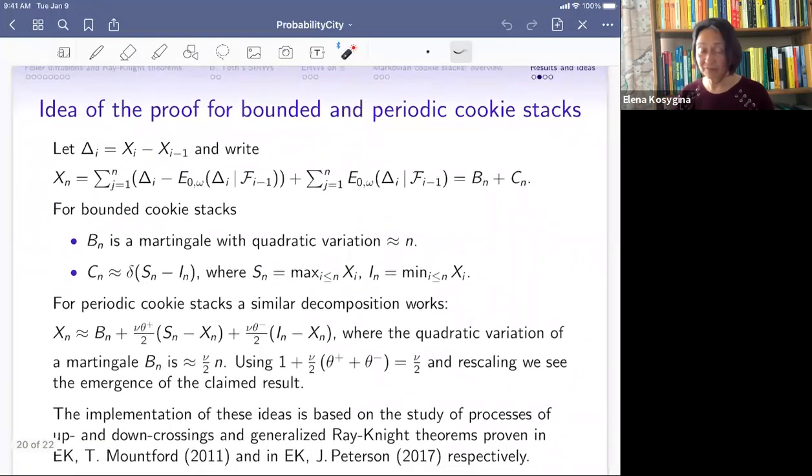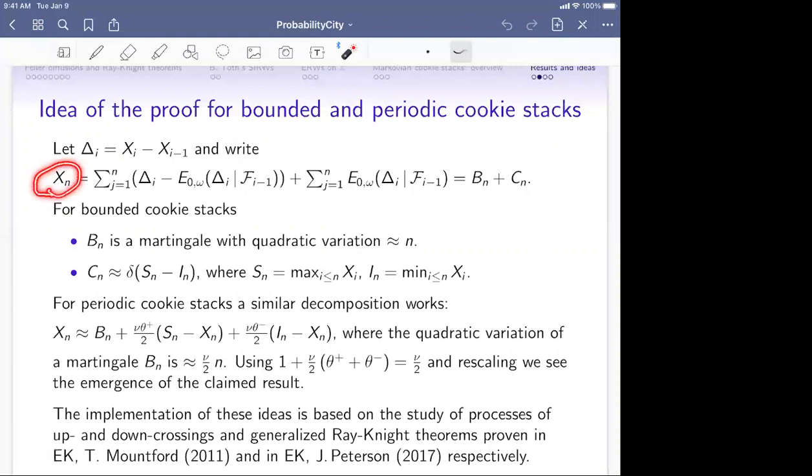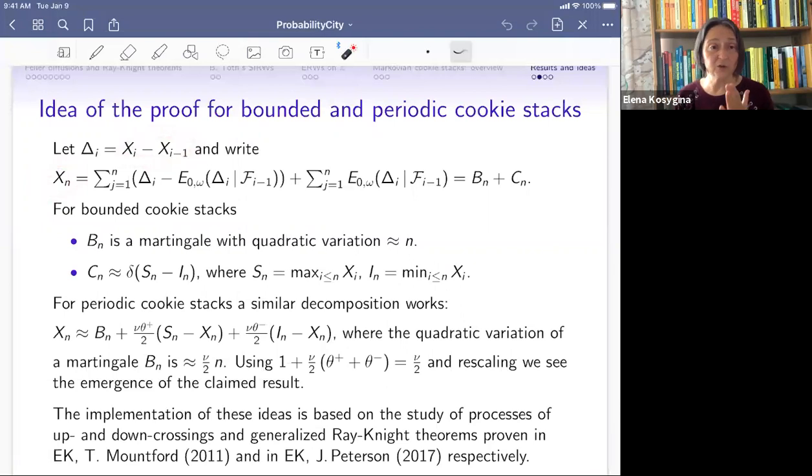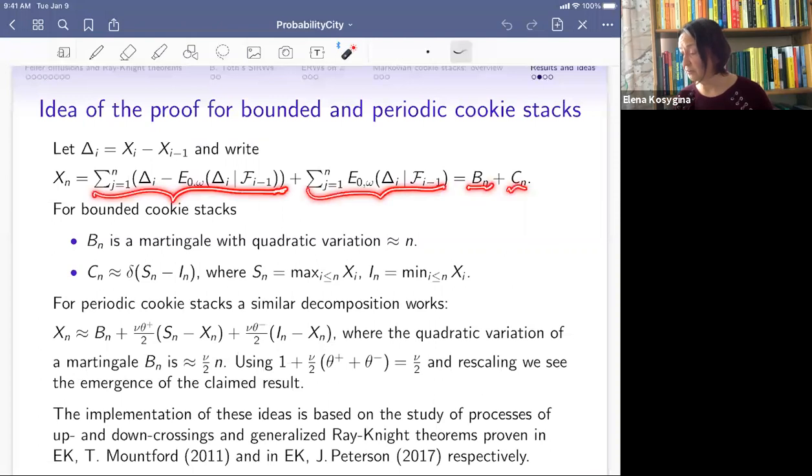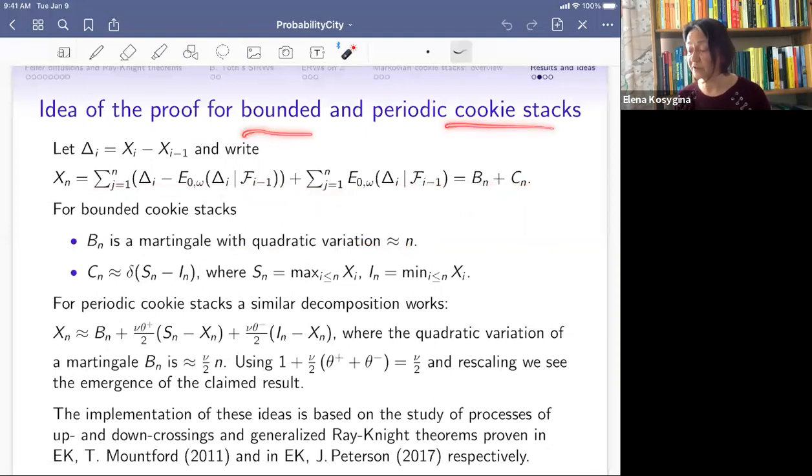because I have a very general overview of a method, and not any particulars. The paper is 60 pages long. So for bounded and periodic cookie stacks, the idea is very, very simple. You take the random walk and you look at its increments and you do basically Doob's decomposition, right? You subtract the quenched expected drifts and then add them back. So this process is a martingale, we call it Bn, and this is the drift eaten, Cn for cookies, right? So we show that this martingale has quadratic variation of order n. Actually, for bounded and periodic cookie stacks, it divided by n converges to 1, indeed.